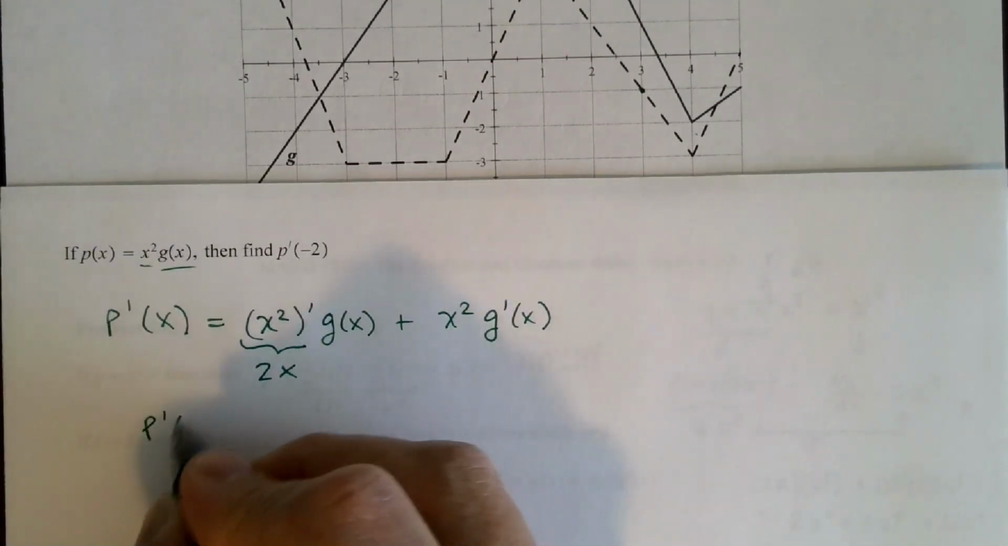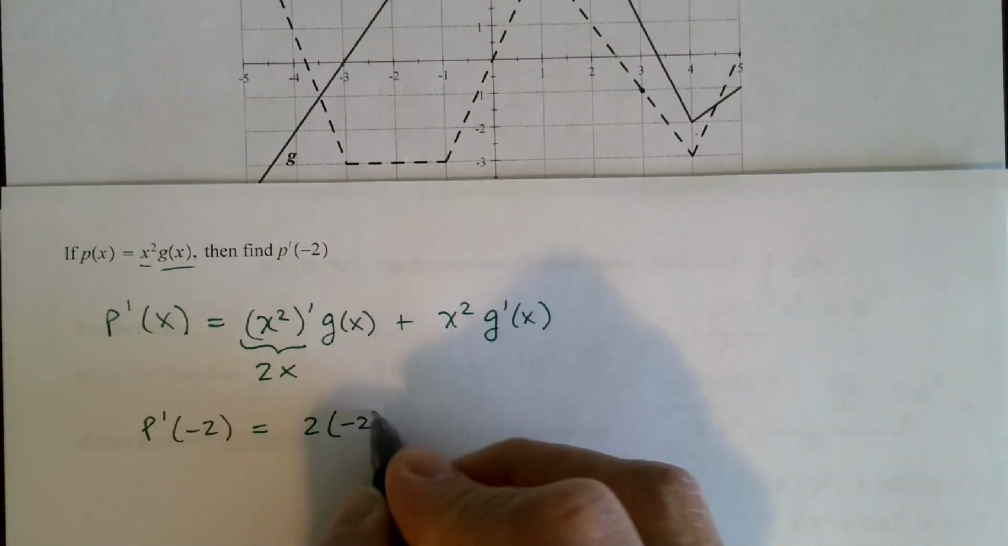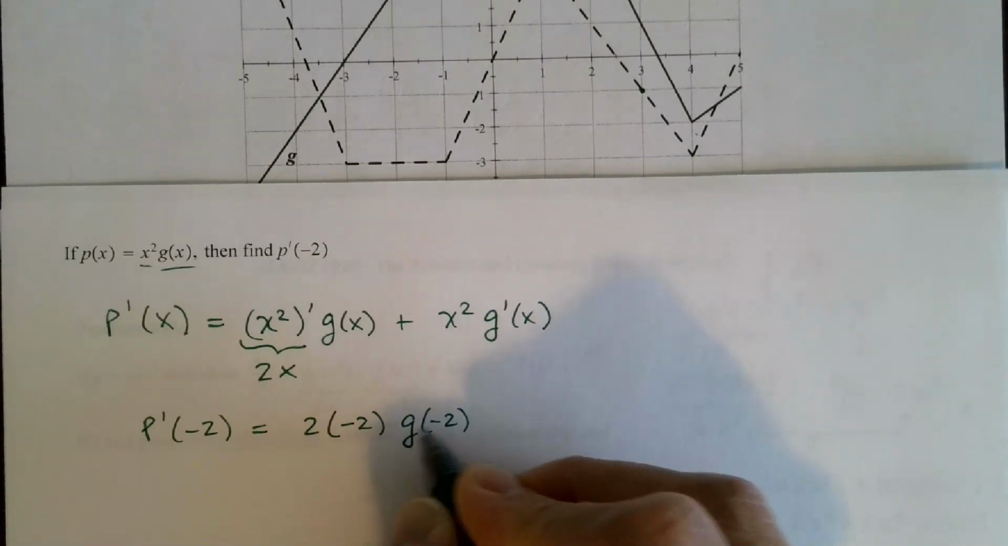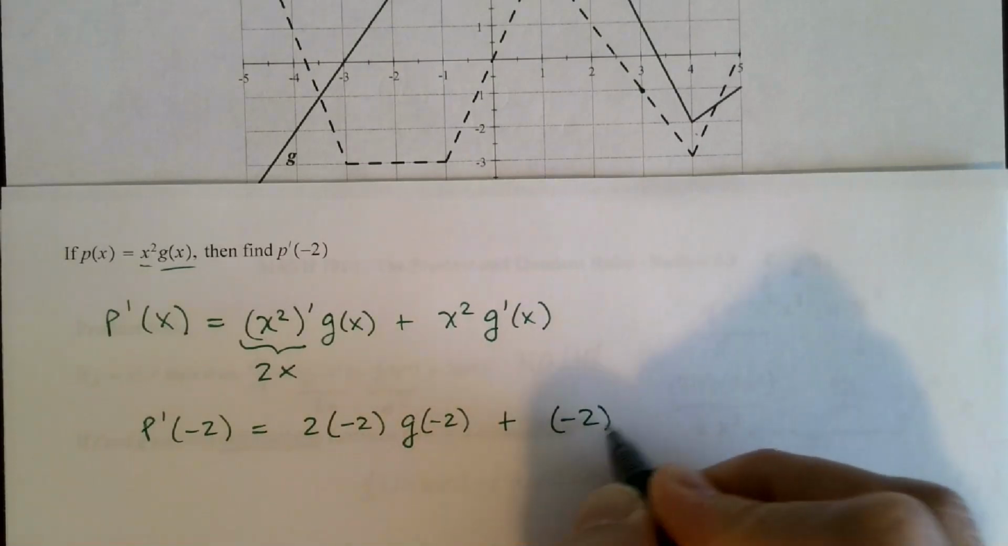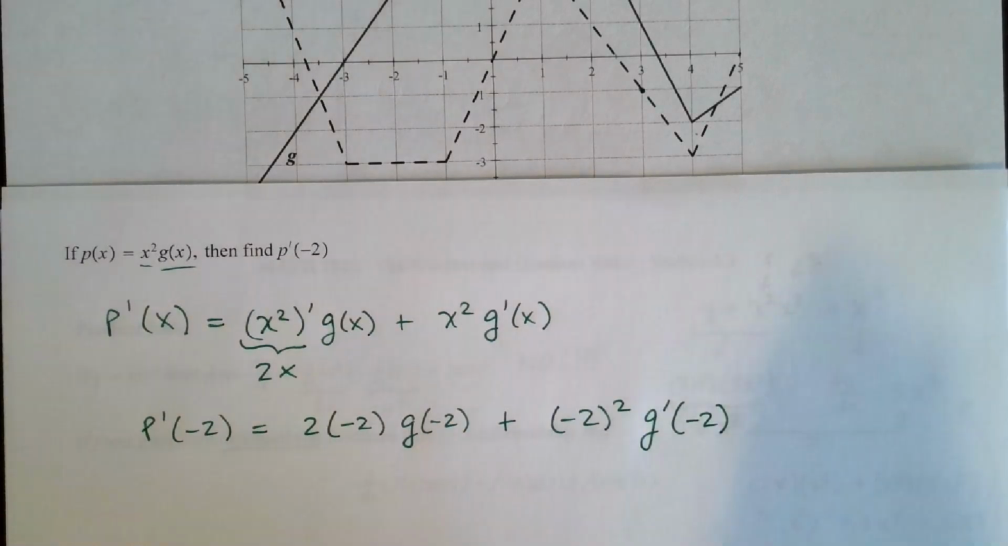So p prime of negative 2, I replace x with negative 2. I get 2 times negative 2 times g of negative 2. So I've got to evaluate g. Remember, this is not multiplying g times negative 2. This is g of negative 2. Plus negative 2 squared times g prime of negative 2.